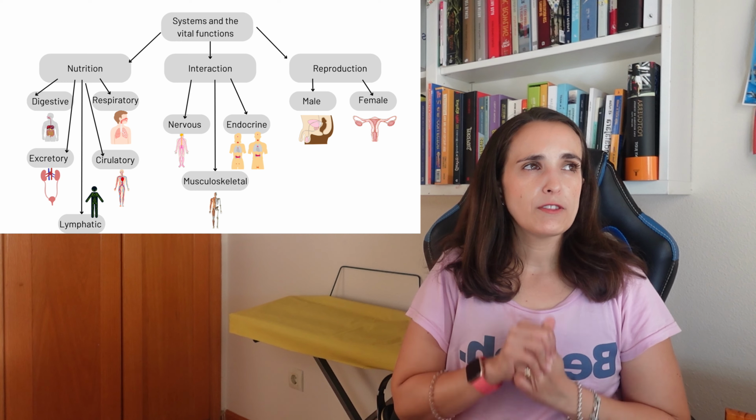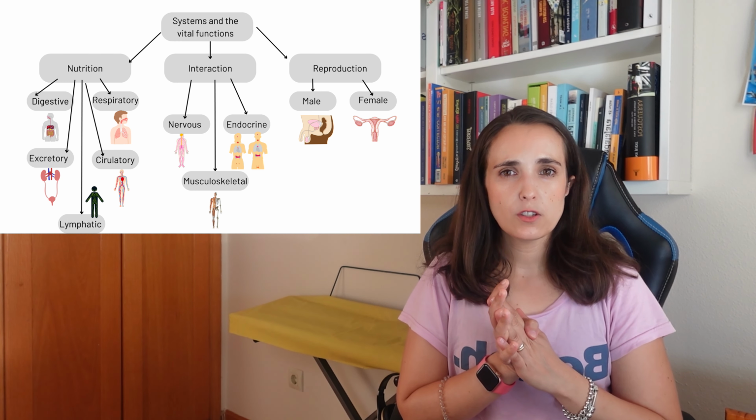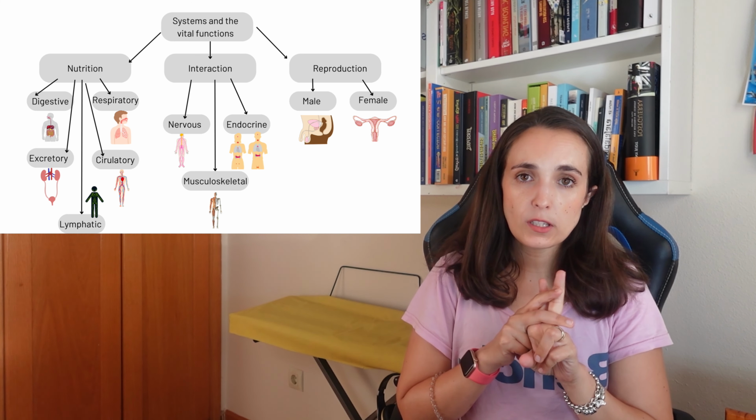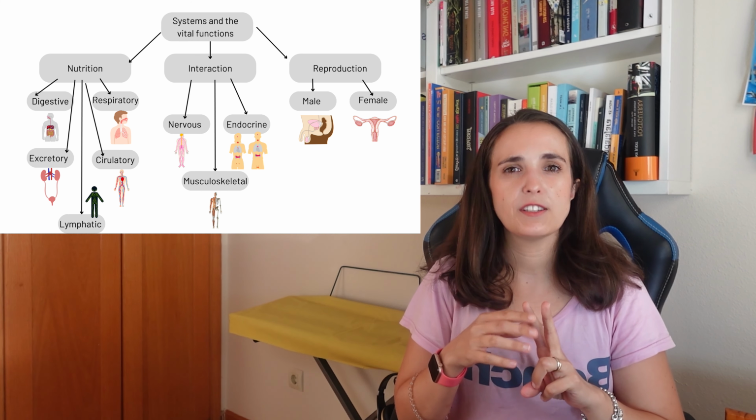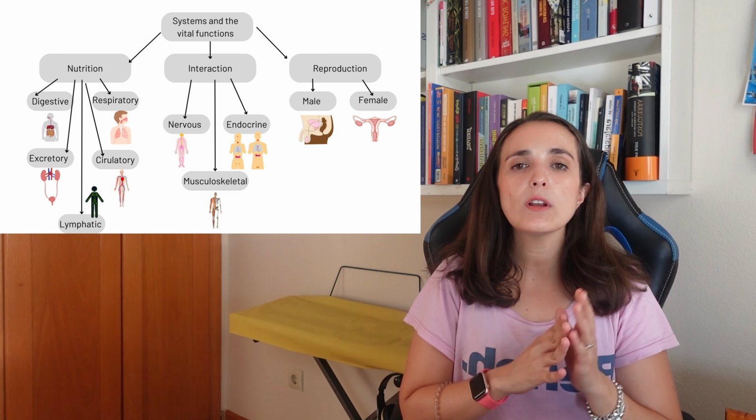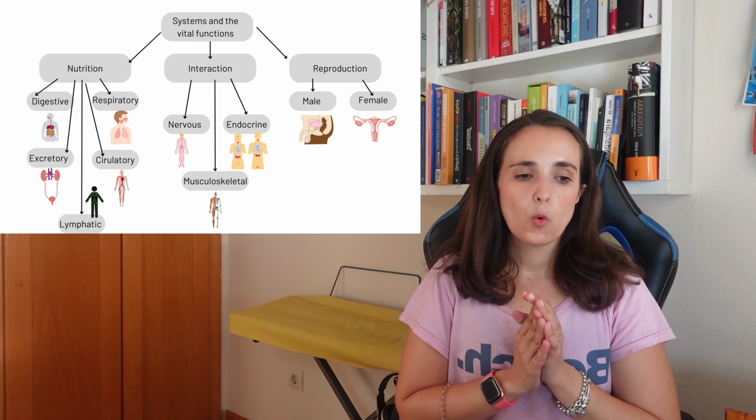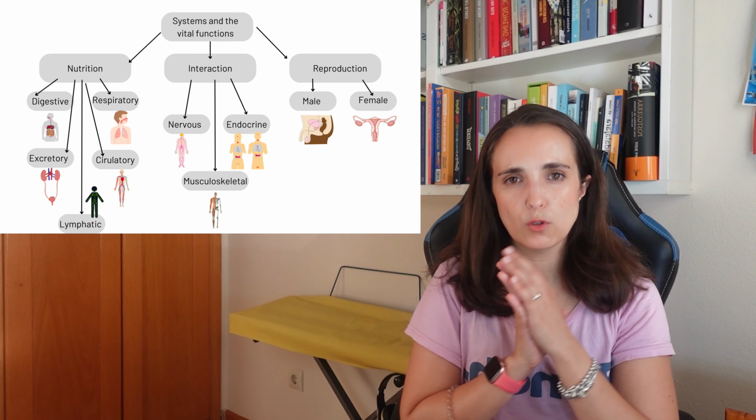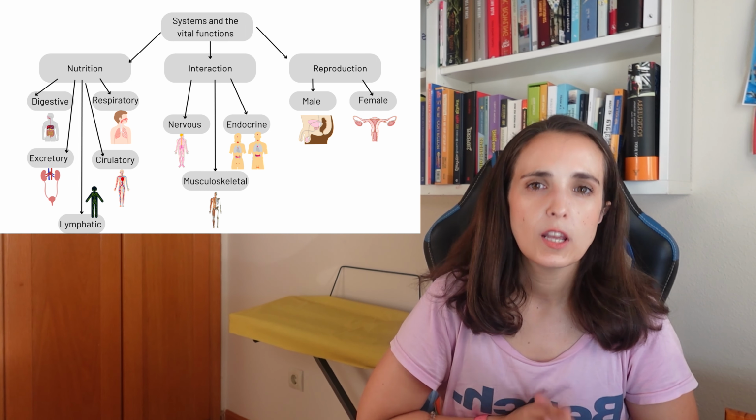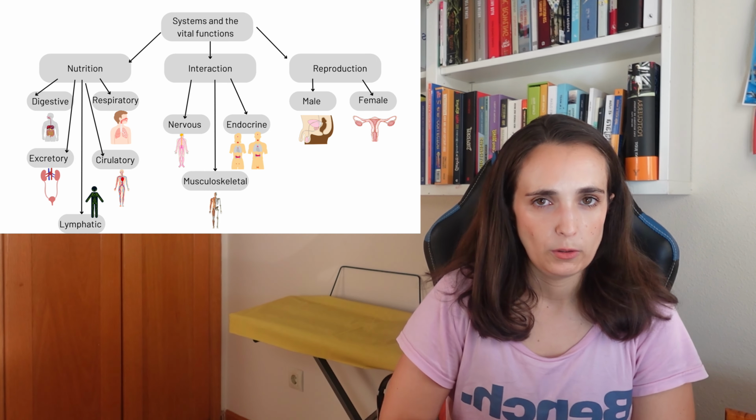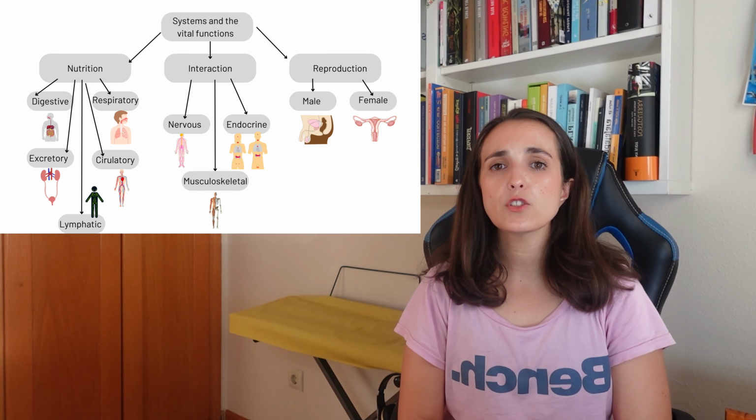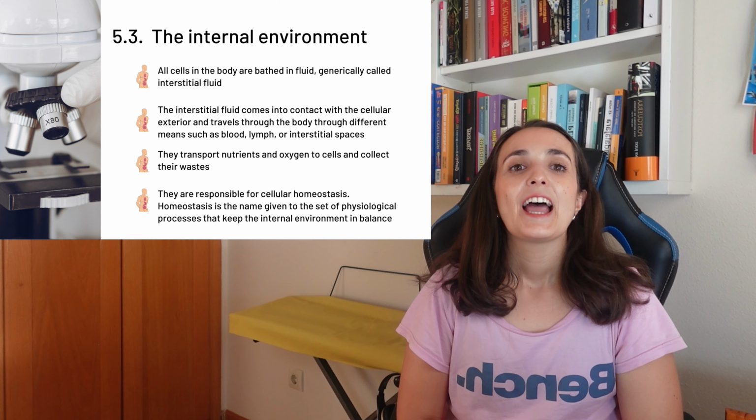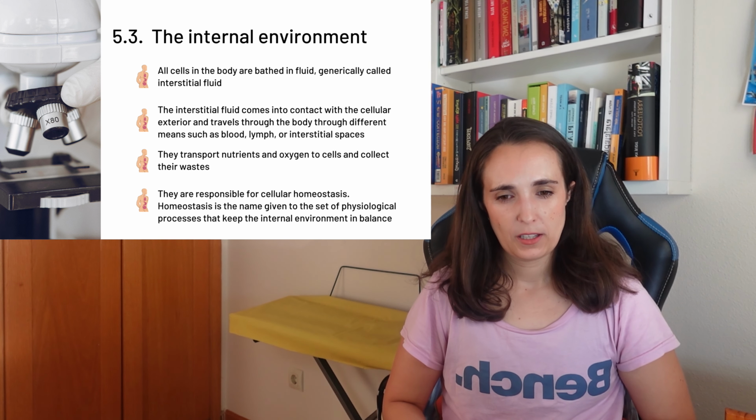We will have, after this unit that we are finishing today, two other units related with health in general, and from there we will start doing one unit for each of these functions. So we will learn more about nutrition, interaction and reproduction in the following units. And to finish today, we are going to talk about the internal environment.